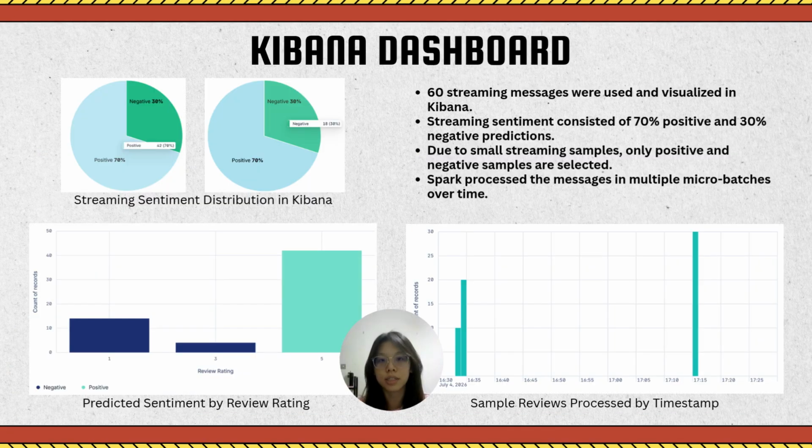Now this slide shows the streaming results visualized using Kibana. A total of 60 streaming messages were used, consisting of 70% positive and 30% negative predictions. Actually, no neutral sentiment was predicted because the neutral class was too small and very difficult for the model to identify. We can see there are only 1, 3, and 5 review ratings, which consist of only positive and negative reviews. Next, the timestamp chart also confirms that Spark processed the incoming Kafka messages in several micro batches instead of in one line.